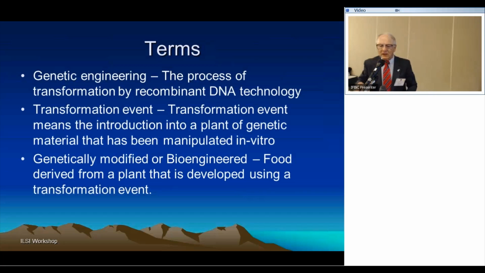I thought it was good to talk about terms, which we've been talking about during the workshop. Genetic engineering, a process of transforming recombinant DNA technology. Transformation event means the introduction of a plant genetic material that has been manipulated in vitro. And that comes from the FDA 92 policy. Genetically modified or bioengineered means food derived from a plant that is developed using a transformation event.